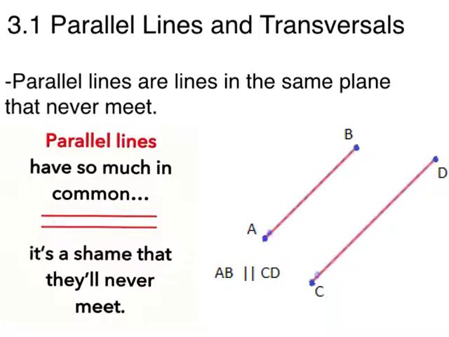So let's go ahead. The first vocab word is parallel lines. These are lines that are in the same plane that never meet. And that'll be over here on the right side.